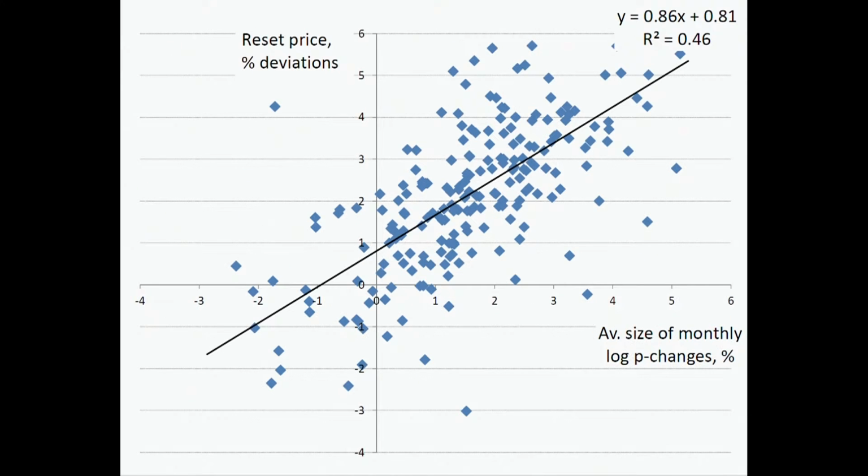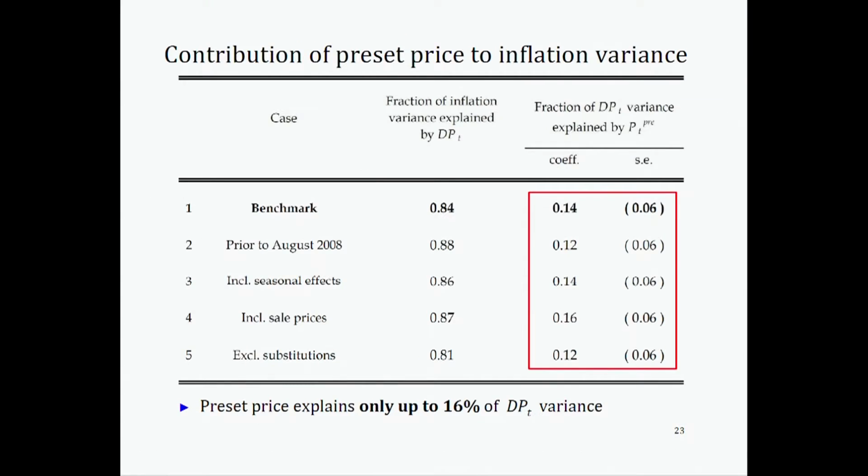Again, just to do a check, what about the other price, the reset, the average level of new prices? Well, 86% of the fluctuation in the average size is due to the new level of prices. So the same slope coefficient is summarized here for other cases, and the bottom line is that the preset price level explains only up to 16% or so of the variation in the average size of price changes.